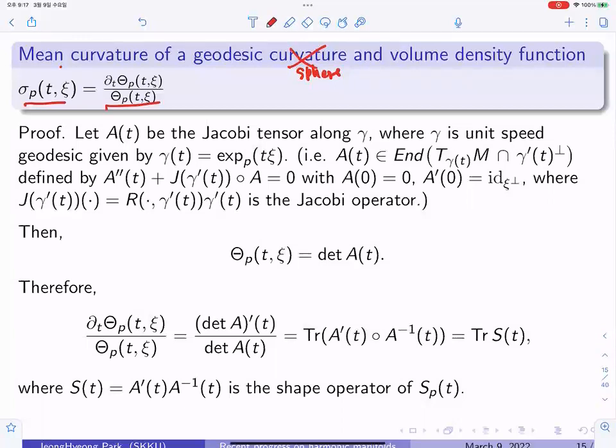So let me briefly show that. Let A be the Jacobi operator along gamma, where gamma is the unit speed geodesic. Then A is the endomorphism defined by the Jacobi equation. Then the density function is the determinant of A. Now, using linear algebra, the derivative of the determinant of A is the determinant multiplied by the trace of A prime A inverse, which is the shape operator. So you get the mean curvature of a geodesic sphere is this one.